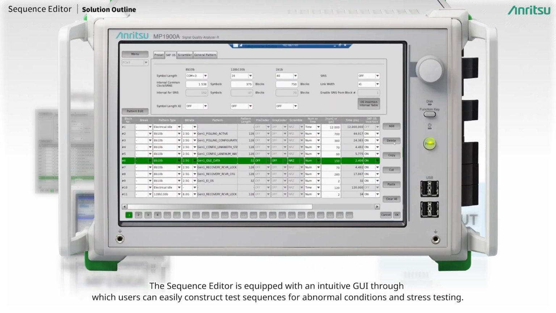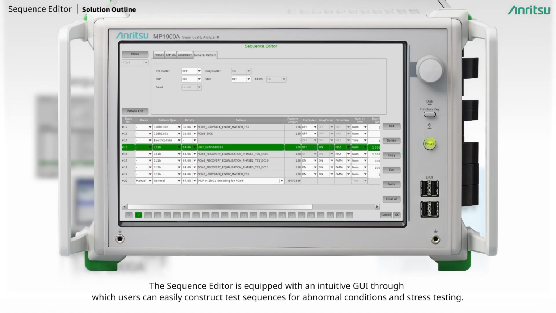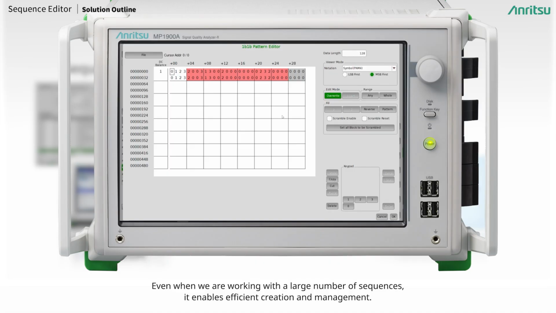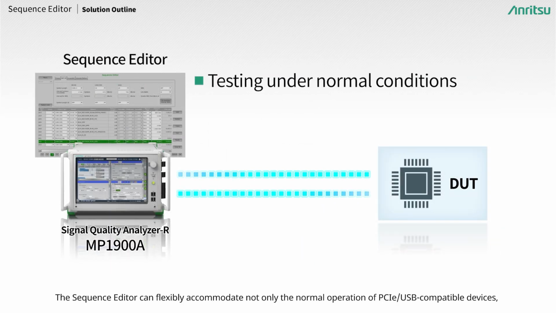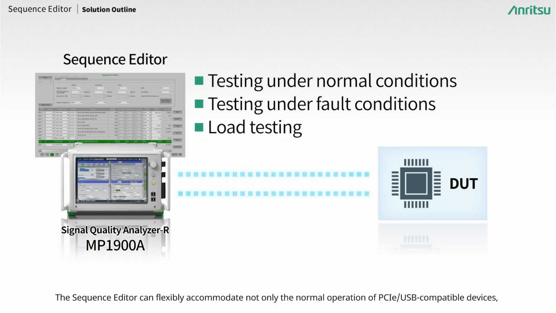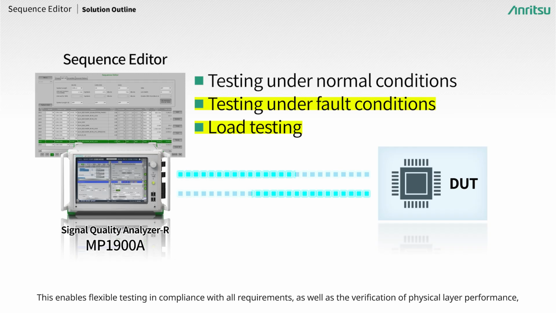The sequence editor is equipped with an intuitive GUI through which users can easily construct test sequences for abnormal conditions and stress testing. Even when we are working with a large number of sequences, it enables efficient creation and management. The sequence editor can flexibly accommodate not only the normal operation of PCIe and USB-compatible devices, but also abnormal link state transition testing and stress testing. This enables flexible testing in compliance with all requirements, as well as the verification of physical layer performance, the reproduction of logical layer malfunction behaviors, and efficient root cause analysis.